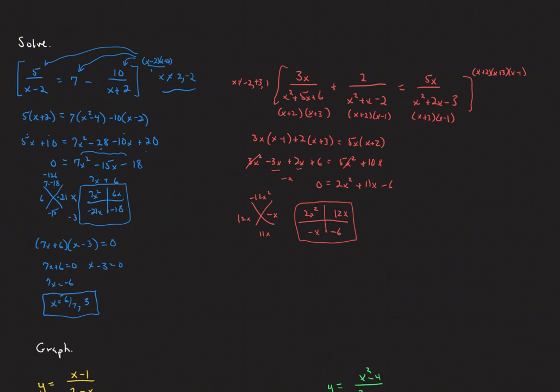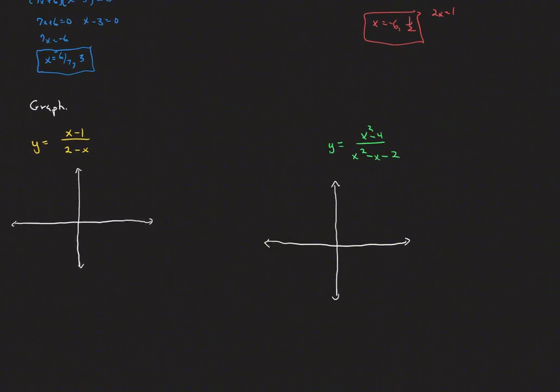So our greatest common factor on the first row is 2x, making that an x. This will become a positive 6. This will become a negative 1. So we're going to get 0 is x plus 6 times 2x minus 1. So that means we'll set each of those equal to 0. So we'll get negative 6, and we'll also get 1/2. Those are both okay. So those are both going to be solutions. Whew, some serious factoring going on there.